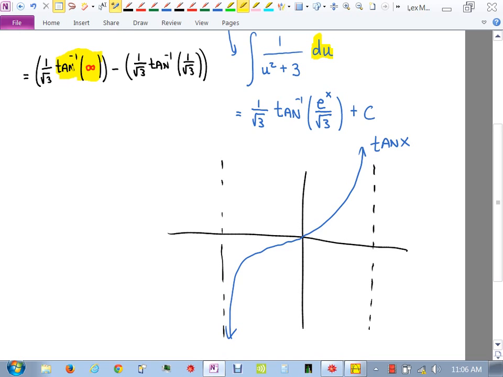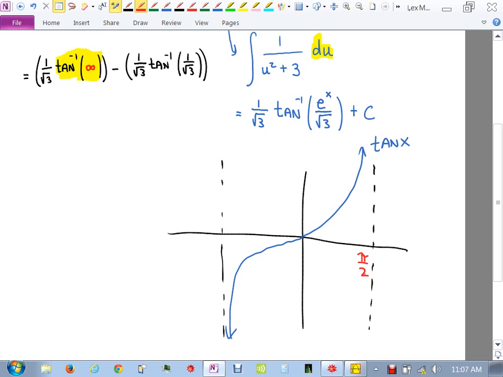Do you know where that asymptote is? That dotted line, where is it? It's at pi over 2. This happens at pi over 2, right? If you try and go towards pi over 2, your tangent function goes to infinity. Does that kind of make sense?